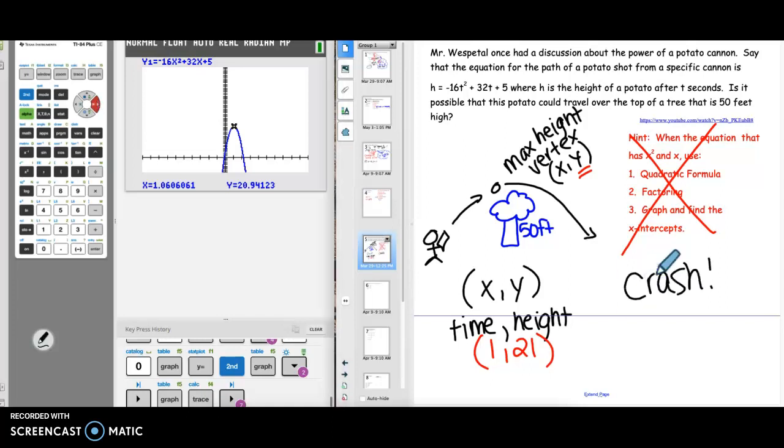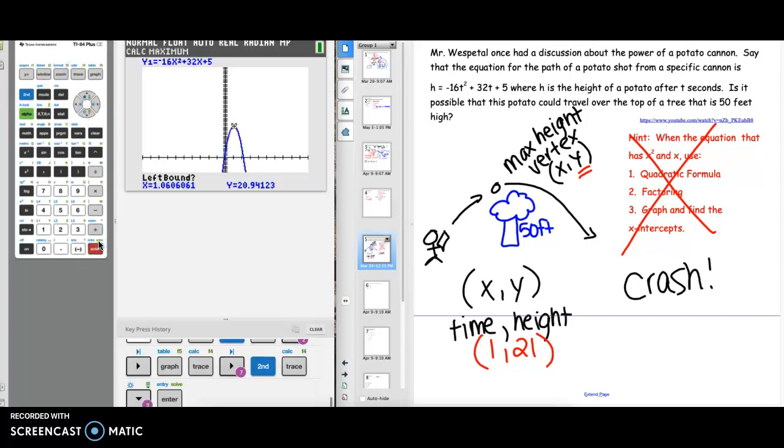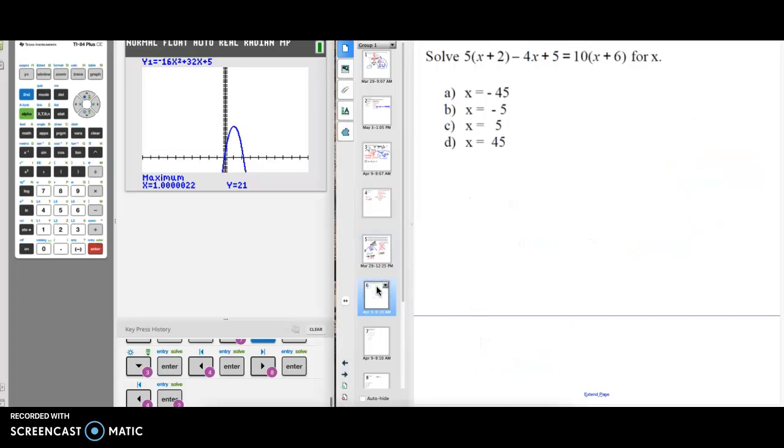So the answer is no, it's not possible to go over that tree, because it only goes as high as 21 feet. Okay. You could go ahead and calculate it if you wanted. It is a maximum, and you could do that left, right, center thing again. So enter to the left of the point you're looking for, to the right, and then on the center. And it's 121, which is what we found already.